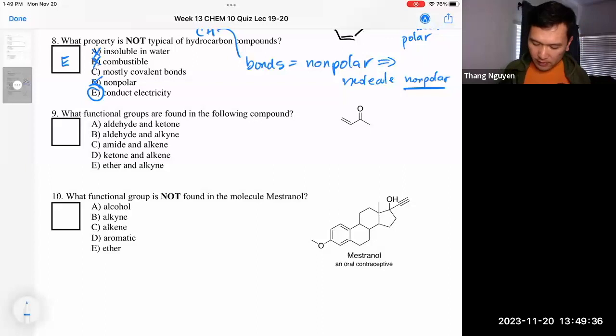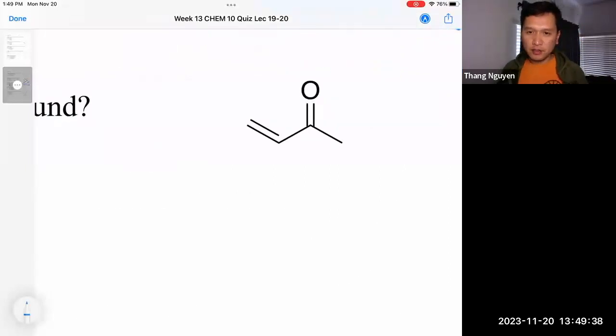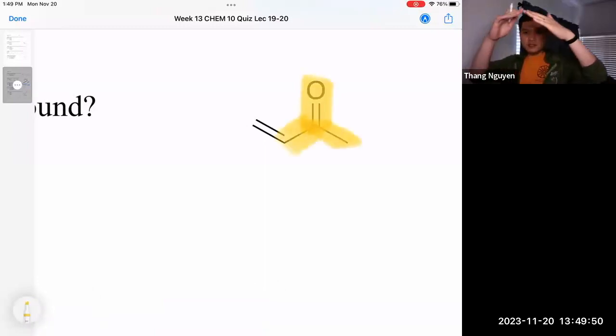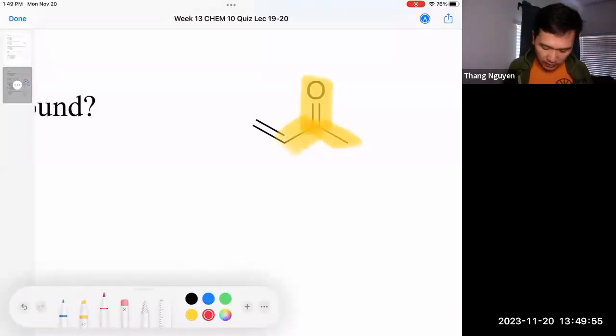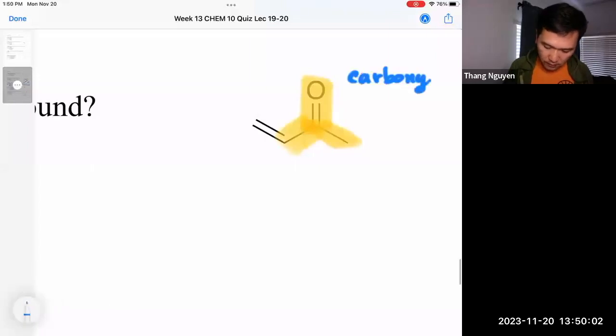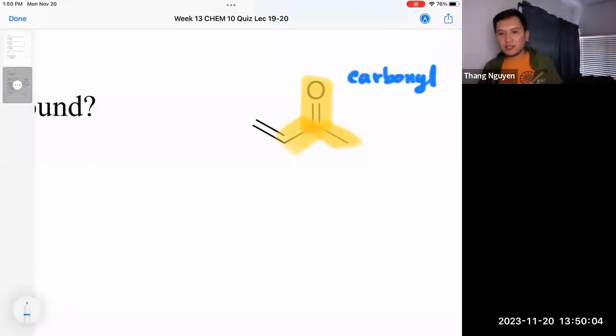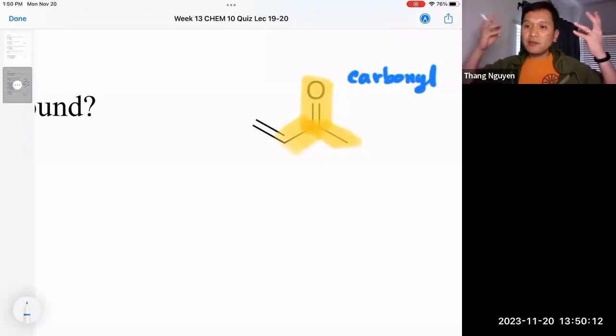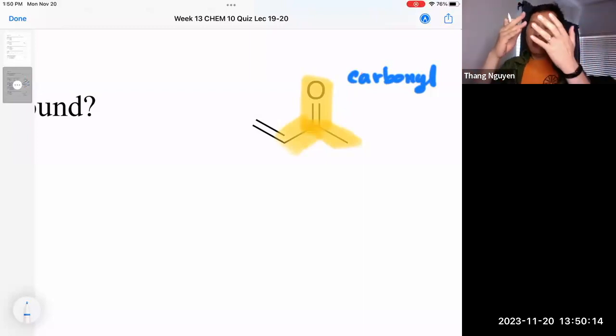Okay, so in this number 9 here, what do we notice in this molecule? I'm going to highlight in yellow one functional group. Anytime you see a carbon connected doubly to an oxygen, in general, that's called a carbonyl. Now, depending on what comes off of that carbon, this carbonyl will have subfamilies, more functional groups. If there are both carbons coming off that carbon, what do we call it?